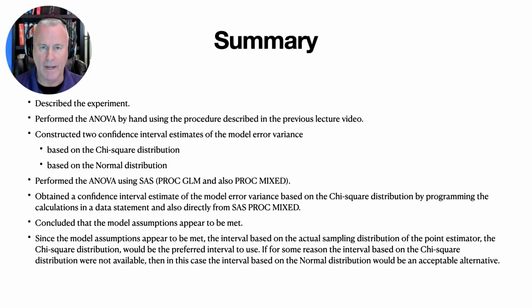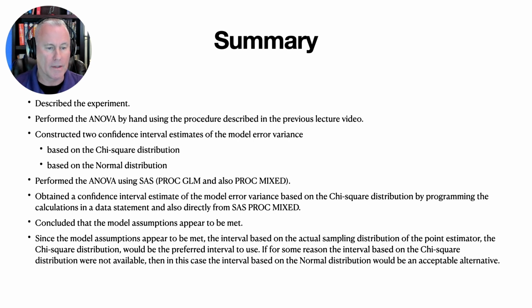So let's summarize what we've done. We provided a description of the experiment. We then performed the ANOVA by hand using the procedure described in a previous lecture video. We constructed two confidence interval estimates of the model error variance, one based on the chi-square distribution and the other based on the normal distribution. We also performed the ANOVA using SAS, using PROC GLM and also PROC Mixed. We obtained a confidence interval estimate of the model error variance based on the chi-square distribution by programming the calculation in a data step, and also we obtained it directly from SAS PROC Mixed.